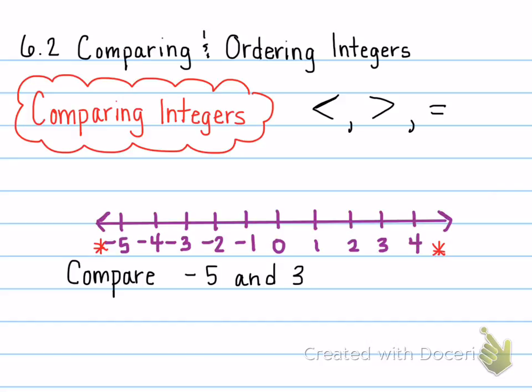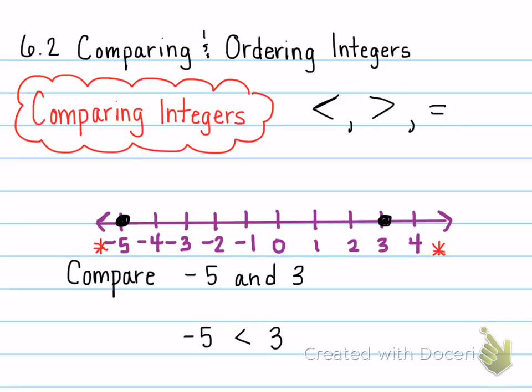So if I look at the two numbers I'm comparing, -5 being right here, and +3 being right here, we know that even though 3 sounds like a smaller number, it's bigger because it's further to the right on the number line. So if I were to write this solution, I would say -5 is less than 3.